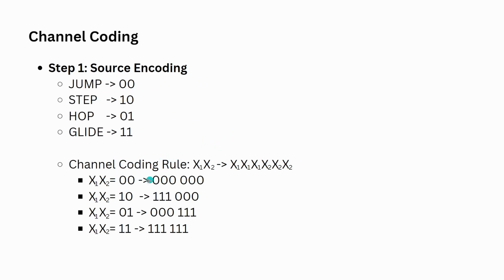First we have 0 and 0. Our x1 is going to be this first 0, and our x2 will be this second 0, which means it's going to be 000000. Next we have 1, 0. Our x1 will be the number 1, which means it's going to be 111. Our x2 is 0, which means 000. Do that with everything else, and we can now get into the next part.